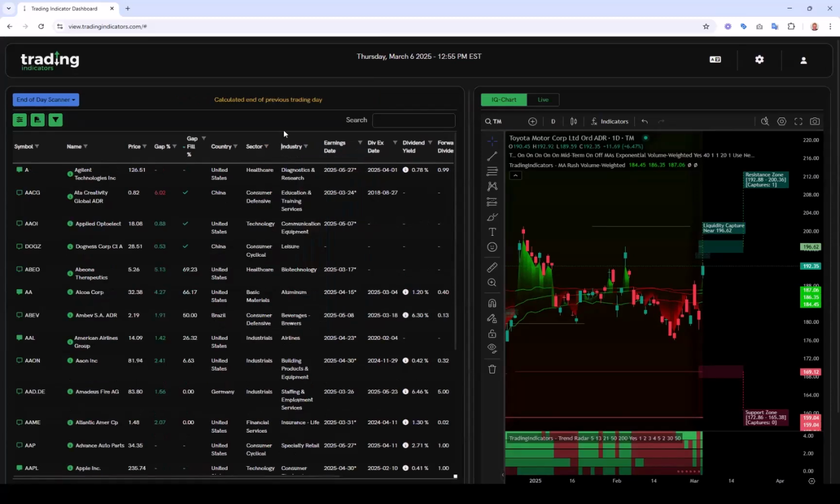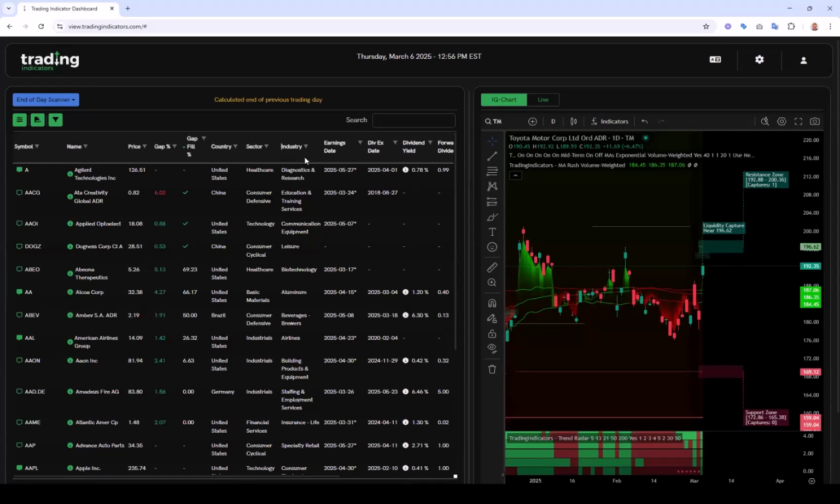We have one more thing. We have the industry groups, which you can see here. There are many, many different industry groups or subgroups in which a stock could be. For example, Agilent, which is in the healthcare sector, but in the sub-industry group diagnostics and research. This one here, ABio, also in healthcare, but in the subgroup biotechnology. Alcoa, it's in basic materials, subgroup aluminum. This one here, American Airlines, it's in industrials, subgroup airlines.